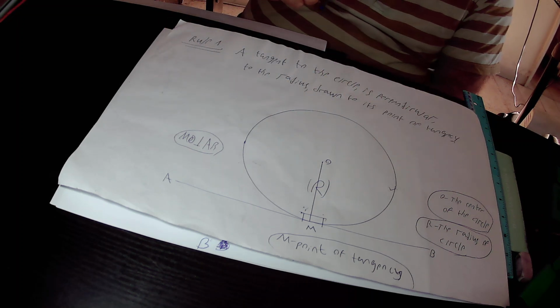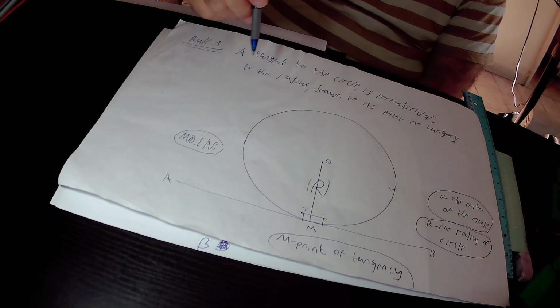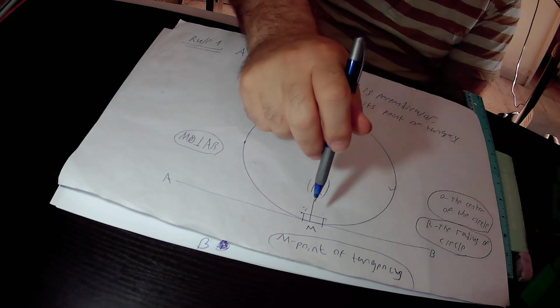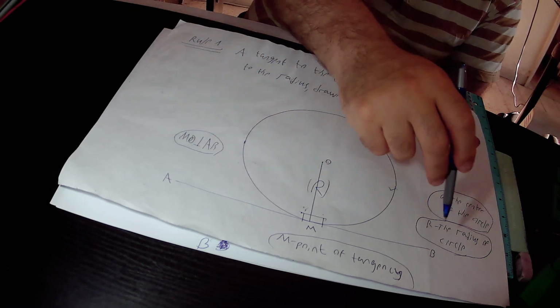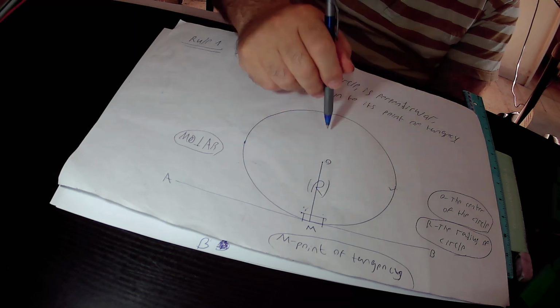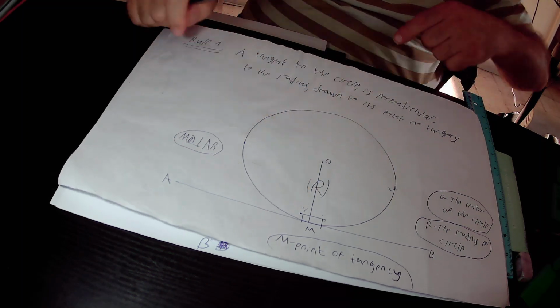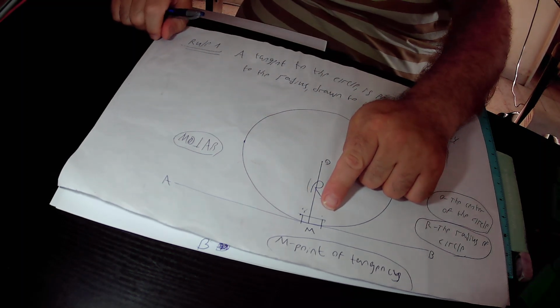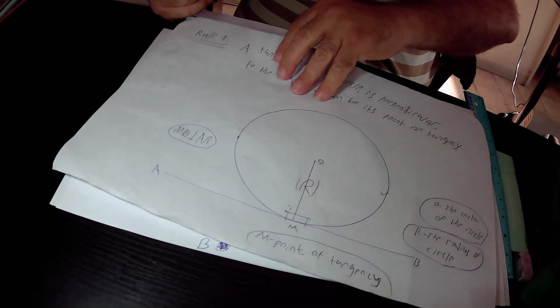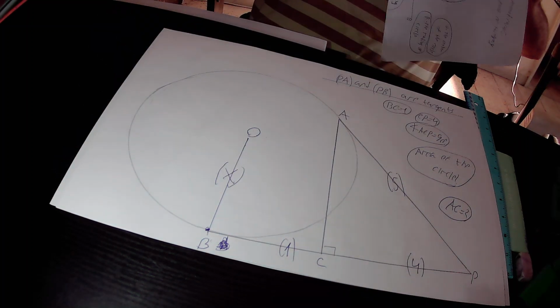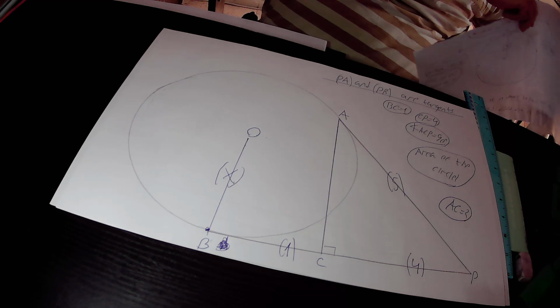Whenever you have a radius that is drawn to the point of tangency, then tangent AB will be perpendicular to the radius MO. If AB is perpendicular to MO, it means that this angle equals 90 degrees, and this angle also equals 90 degrees according to rule 1. So we can actually implement rule 1 in our drawing.